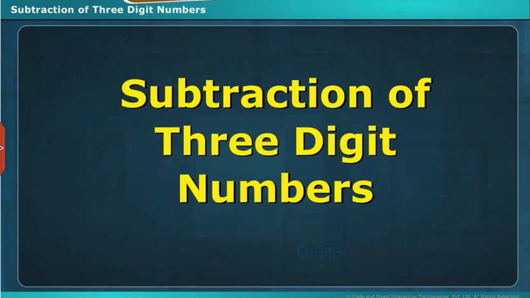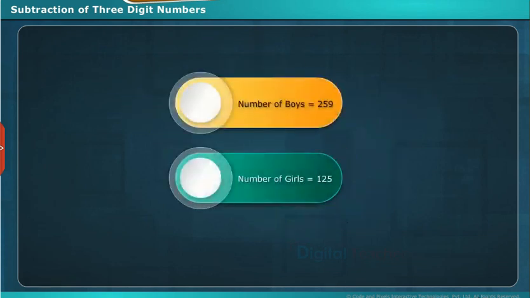Let us see the subtraction of 3-digit numbers. For example, there are 259 number of boys and 125 number of girls in a renowned school. Let's see the difference between the number of boys and girls in the school by subtracting both the numbers. Write these numbers according to the place value.